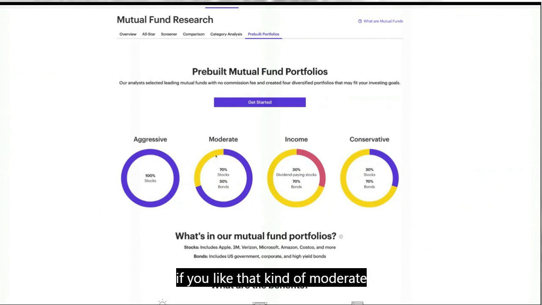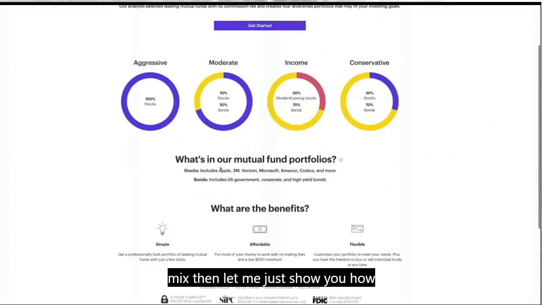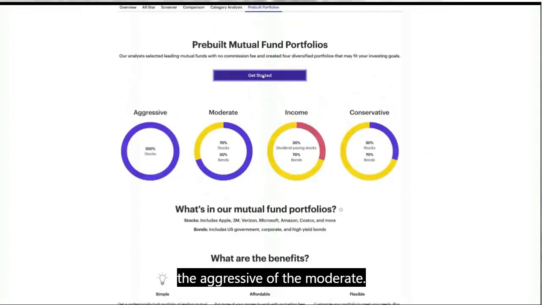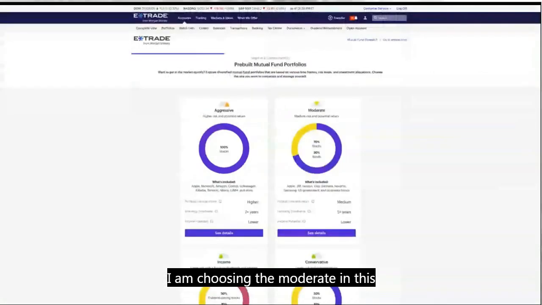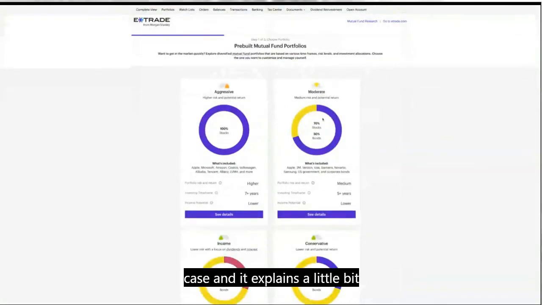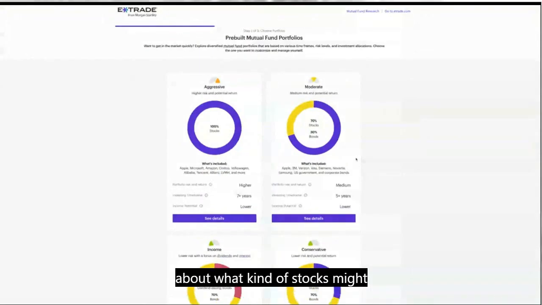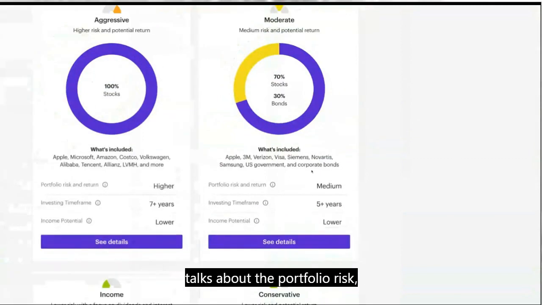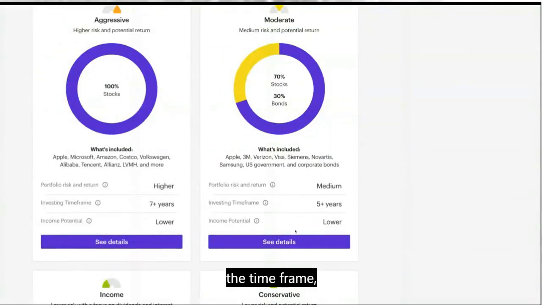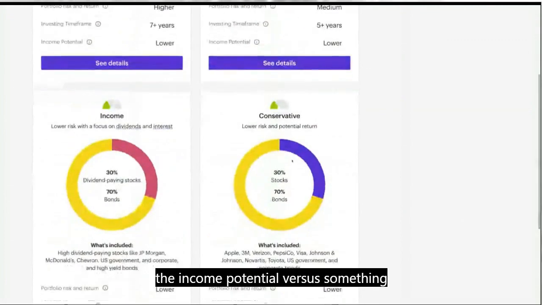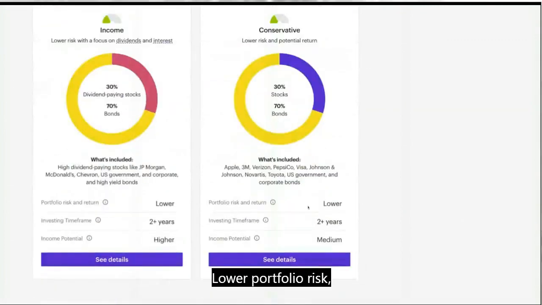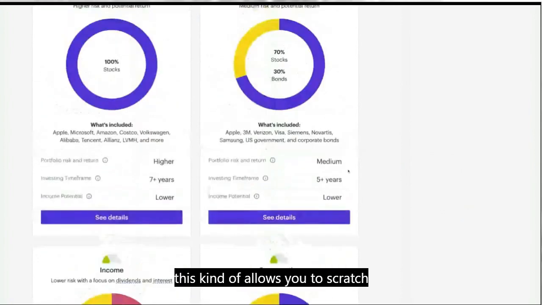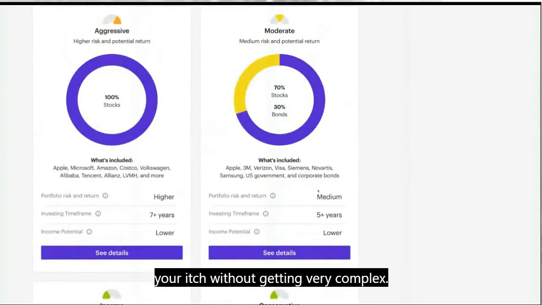If you like that kind of moderate mix, then let me just show you how we could take something like the aggressive or the moderate. I am choosing the moderate in this case, and it explains a little bit about what kind of stocks these mutual funds might be investing in, talks about the portfolio risk, the time frame, the income potential versus something like conservative, where we've got lower portfolio risk, shorter time frame, with income potential being medium and higher. So again, this kind of allows you to scratch your itch without getting very complex.